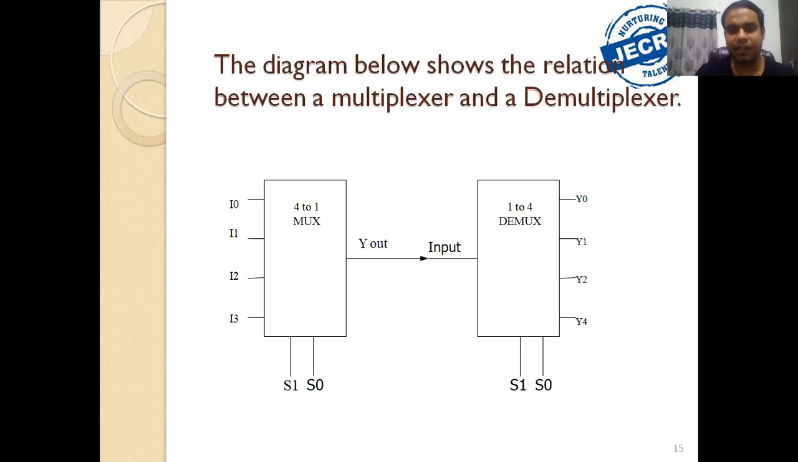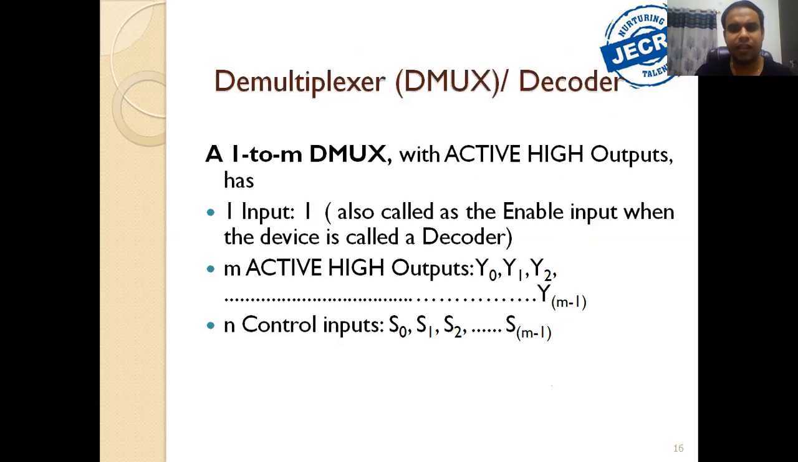Now the diagram below shows the relationship between the multiplexer and demultiplexer. The multiplexer is a device which has many inputs and one output. The demultiplexer has only one input and many outputs. The demultiplexer works similar to, or opposite to, the multiplexer.